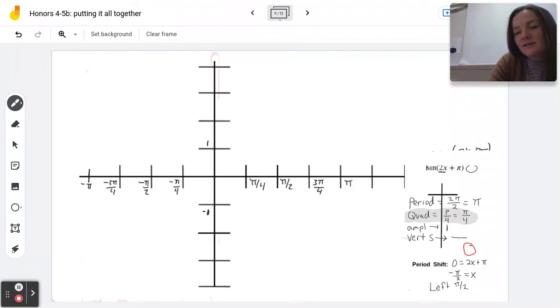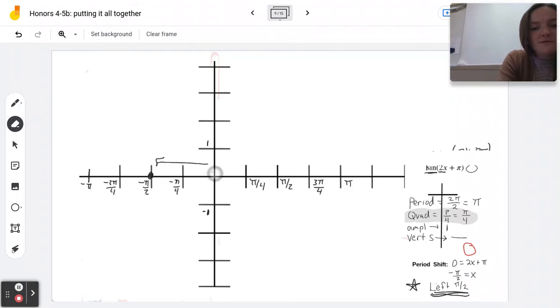I know that this is a sine function, but we also need to move left pi over 2. So the first thing on my docket is to establish, is there a vertical shift? There isn't, so I can take that off my list. We already did the quadrant, so the next important step is to establish the period shift. Typically, sine is going to start at the origin, but not this time because we need to move left pi over 2. So I'm going to literally take this point, pick it up, and move it left pi over 2. Okay? From there, we're actually ready to start graphing.